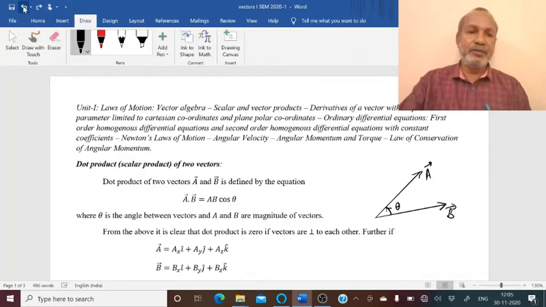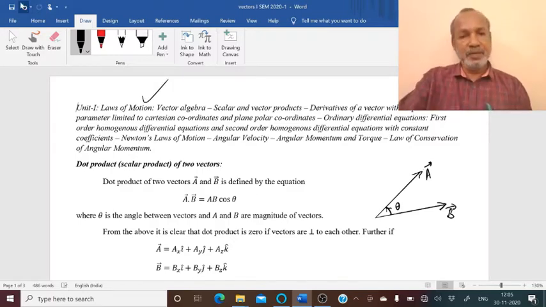Title of unit 1 is, you can see it here, laws of motion. But the laws we will study a little bit later after studying the essential mathematics or some basic mathematics of vectors. Of course, in addition to vectors, we have a differential equation also, but that I will discuss only later. The vector algebra here starts with scalar and vector products.